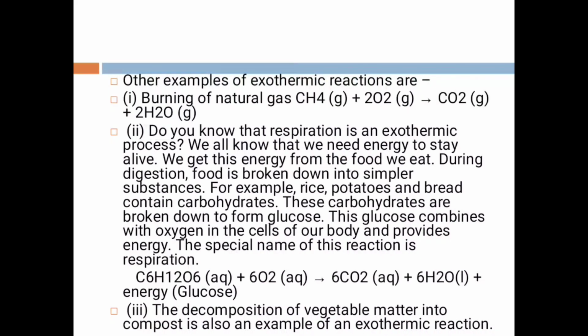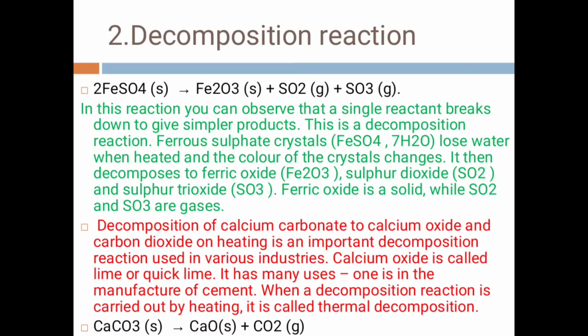Now another example of exothermic reaction is decomposition of vegetable matter into compost. So this is also an example of exothermic reaction. So now here we are done with the first type of chemical reaction, that is combination reaction. Now let us move ahead with the second type of chemical reaction, that is decomposition reaction. Again, as the name suggests, decomposition, here what happens is that the reactant gets converted into simpler products. Okay, there's a single reactant, it will get broken down and it will give rise to simpler products.